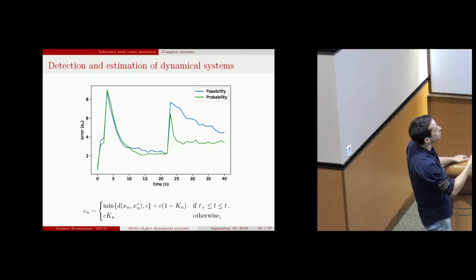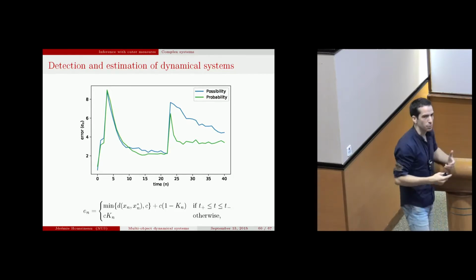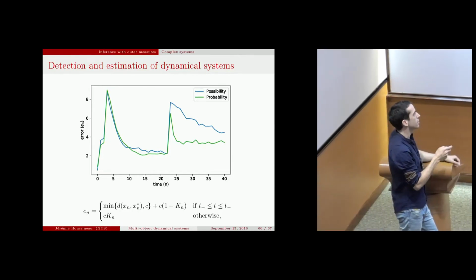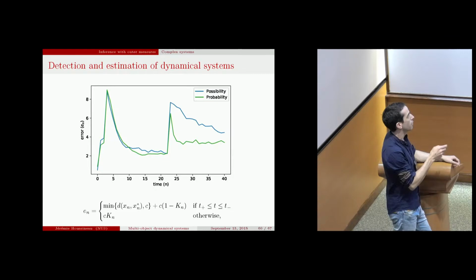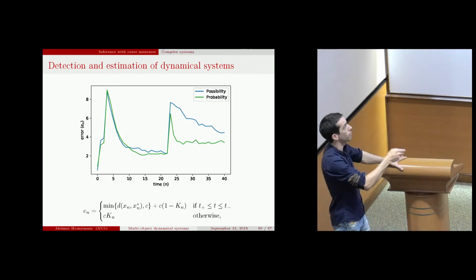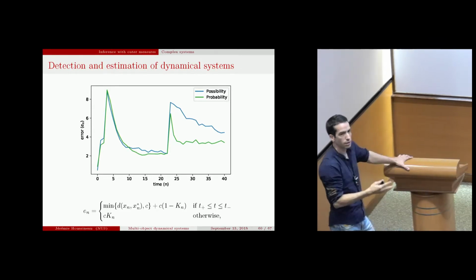When the target disappears, at time 23 I think, the possibilistic version is a bit more opportunistic. Maybe it's saying, oh, maybe it's still there, so the error is a bit higher, while the probabilistic one comes back, or the error reduces, a bit faster. But this one has no idea about the false alarms, right? So it has almost no information except how the target behaves.